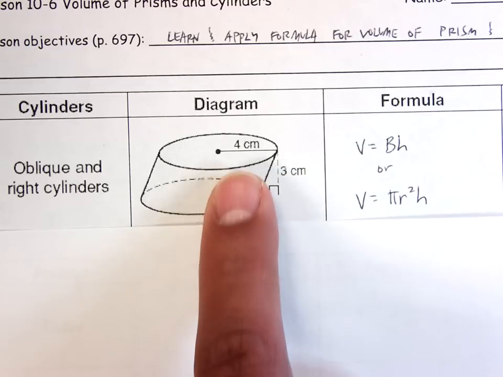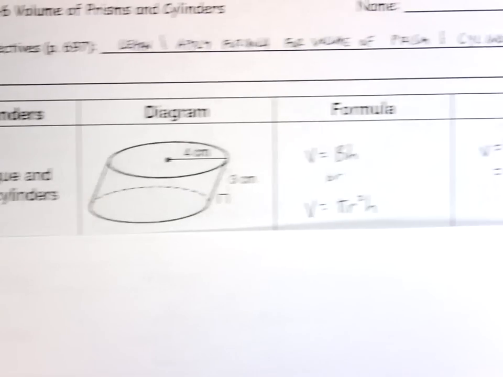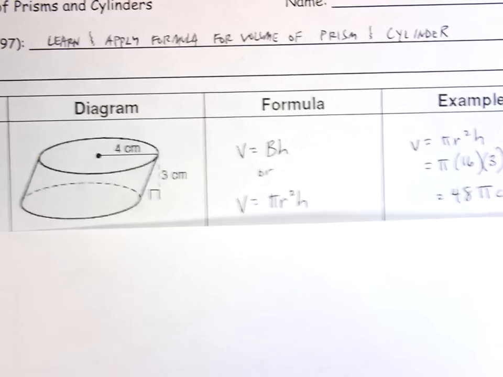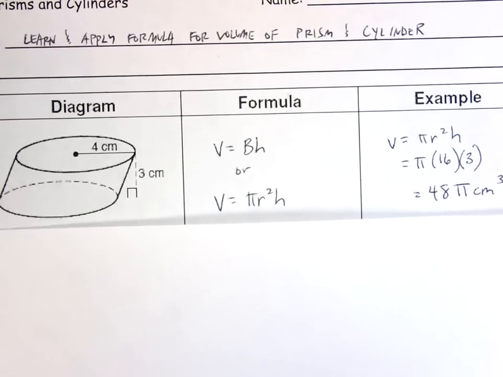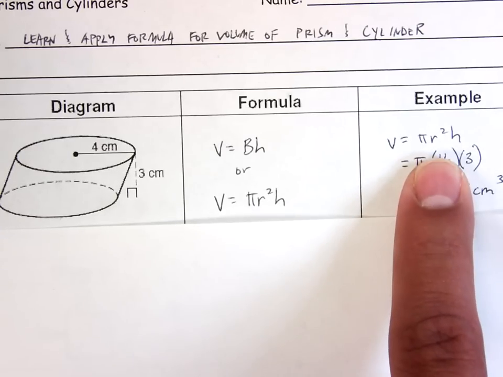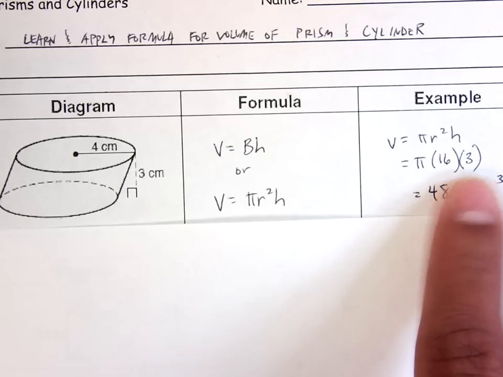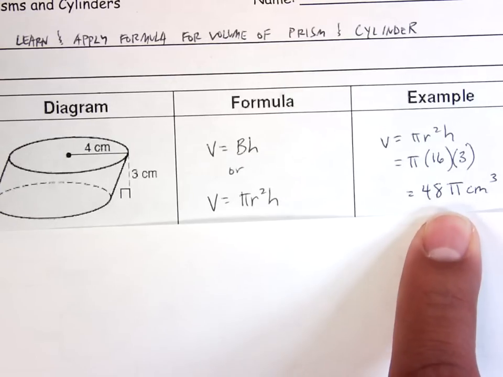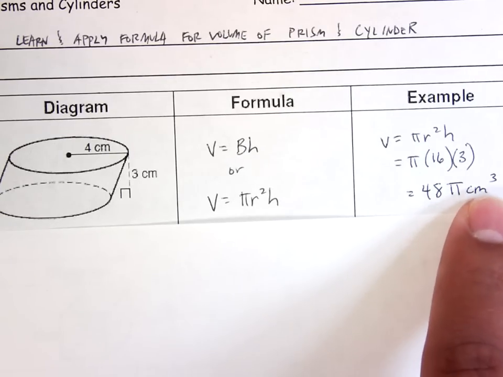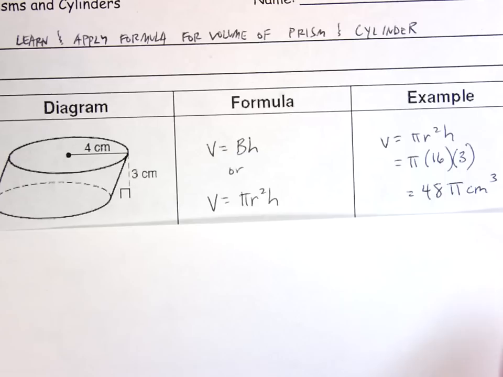Given that this radius is 4 and my height is 3, I've got all the information that I need. I use my formula. Volume is equal to pi r squared h. Pi, if my r is 4, my r squared is 16, and my height is 3. 16 times 3 is 48, so my volume is 48 pi centimeters cubed. If I'm doing volume, my units are always going to be cubed.